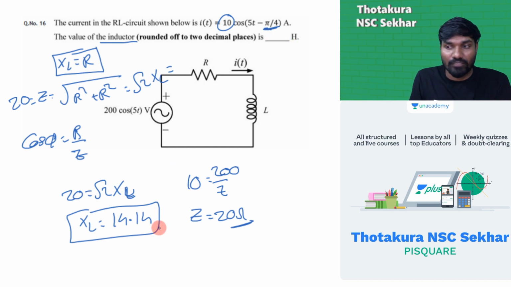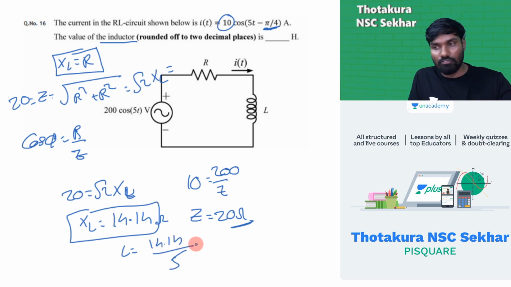So can I keep 14.14 Henry? No, it is in ohms. You need to find L value. L is equal to XL by omega. 14.14 by omega is 5. Okay, 14.14 by 5 is 2.828. 2.828 Henry is the answer. You can write 2.83.